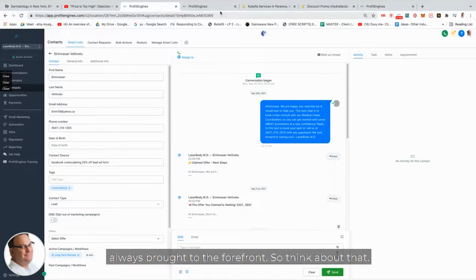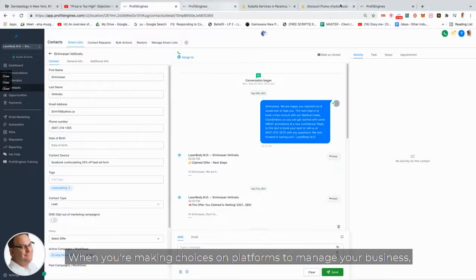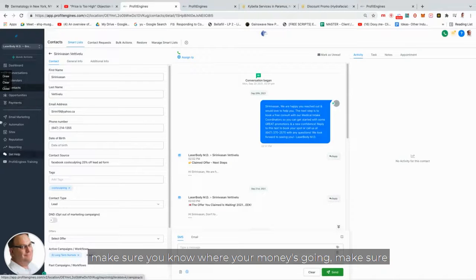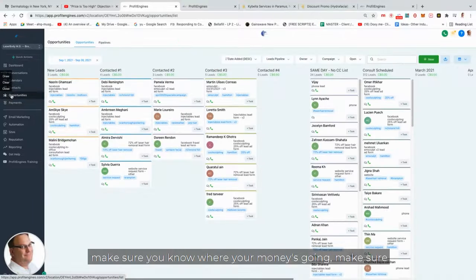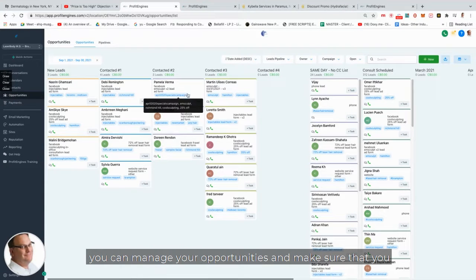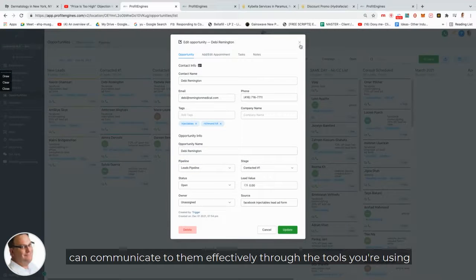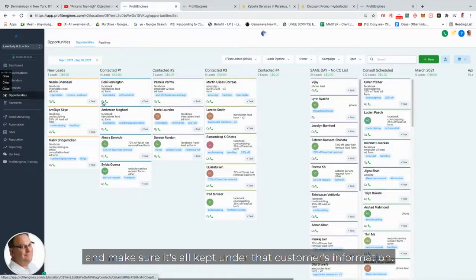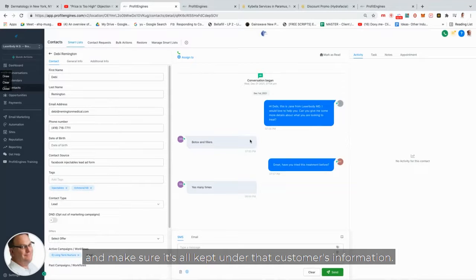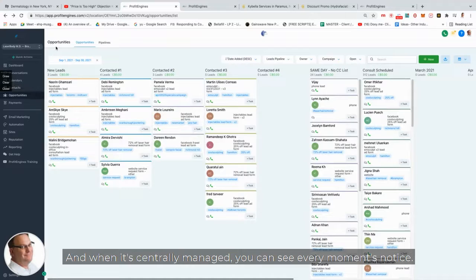So think about that when you're making choices on platforms to manage your business. Make sure that you know where your money's going. Make sure you can manage your opportunities and make sure that you can communicate to them effectively through the tools you're using and make sure it's all kept under that customer's information. Again, just like anything else, all of this needs to be tracked and managed. And when it's centrally managed, you can see everything at a moment's notice.